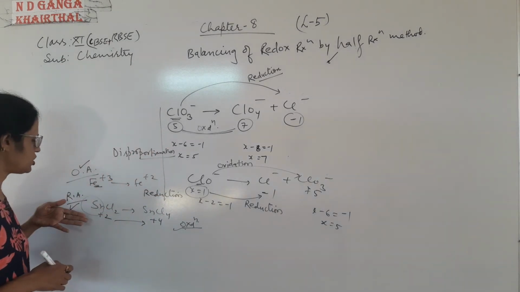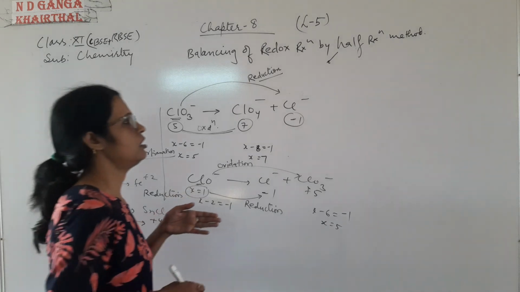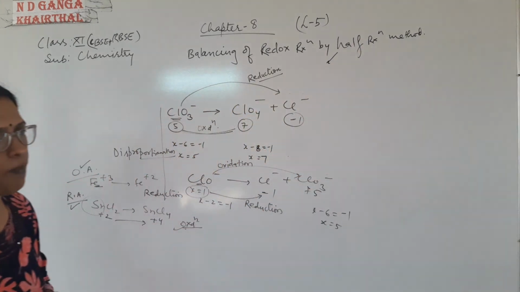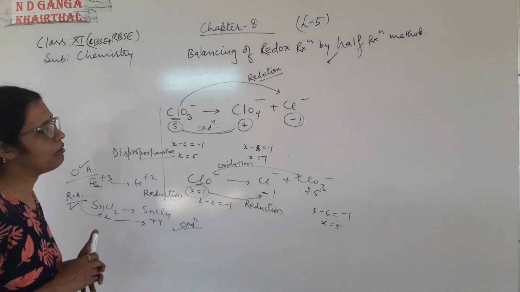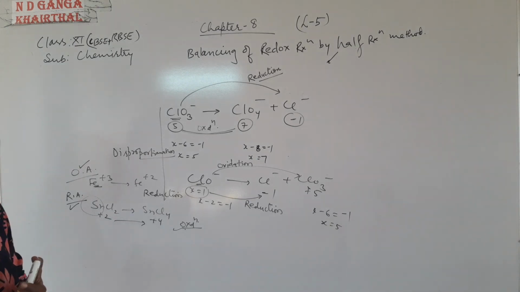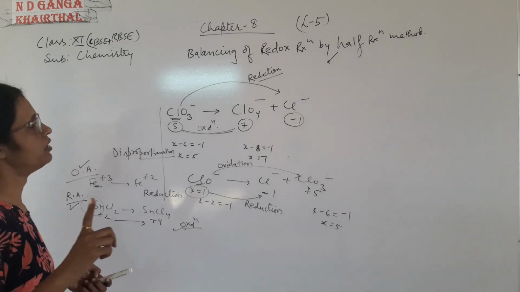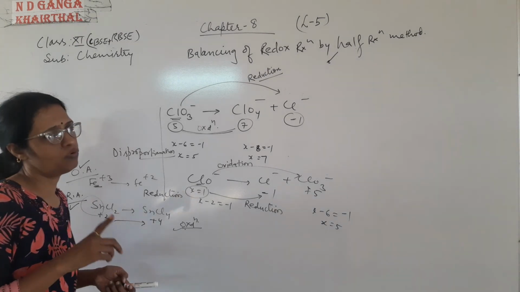So that is all about disproportionation reaction examples: what an oxidizing agent and reducing agent are, and how we balance a redox reaction by the half reaction method in acidic medium as well as in basic medium. Okay, so do practice.